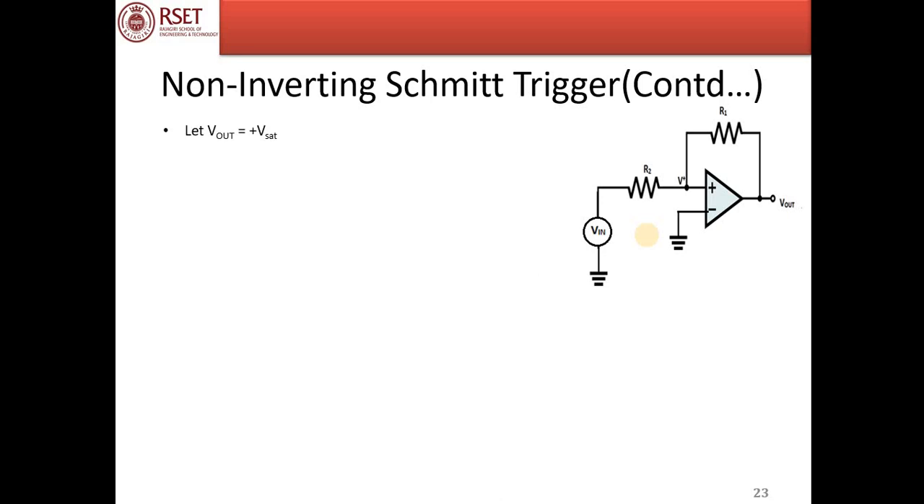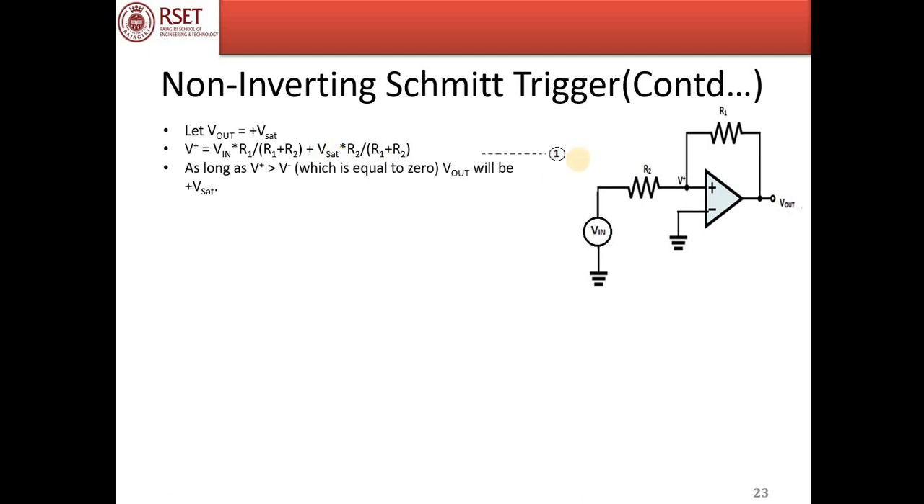Let us consider the working. Let us assume that V output is plus Vsat, that is V plus is greater than 0. What will be the equation for V plus? V input into R1 by R1 plus R2 plus Vsat into R2 by R1 plus R2. Let this be equation 1. So as long as V plus is greater than 0, that is the voltage at the inverting terminal, the output will remain at plus Vsat.